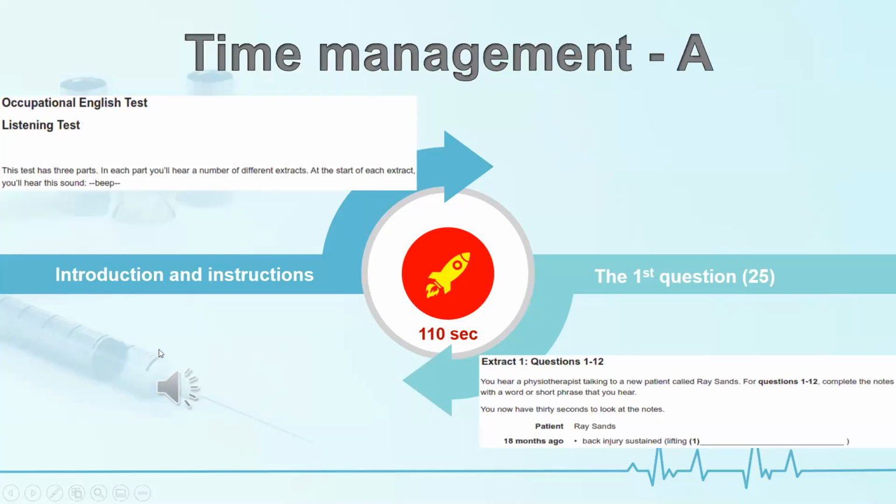So as you see, the timer is still running. Extract 1, questions 1 to 12.